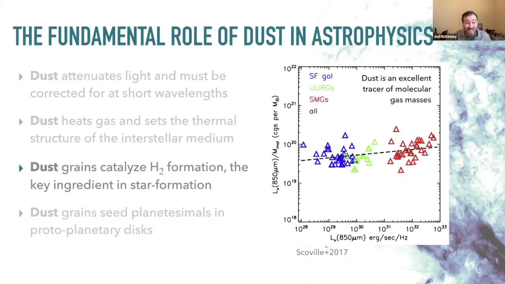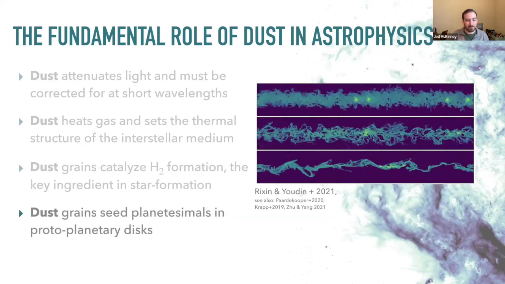We also know that dust grains catalyze molecular hydrogen formation, which is, of course, a key ingredient for star formation. And that's why, for instance, dust emission along the Rayleigh-Jeans tail is an excellent tracer of molecular gas masses. These are some examples of that from Nick Scoville's work. And then finally, and I won't talk about this too much, the planetesimal community, forming planets in protoplanetary disks, is also having this incredible reckoning with dust, because it turns out that dust is absolutely important for setting the initial conditions for growing planets. So dust is playing this important role on all scales, from galaxy scales all the way down to growing planetesimals in disks.